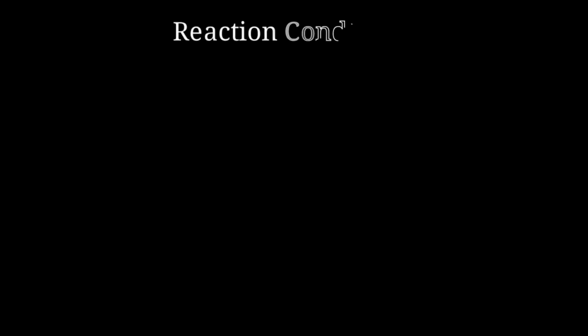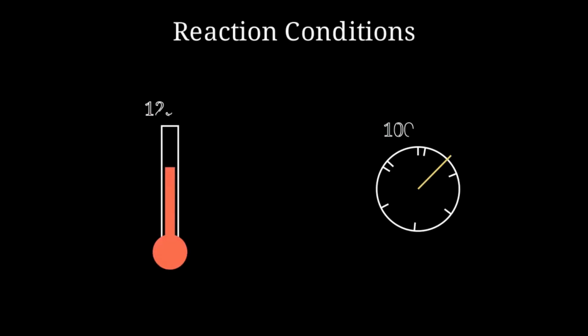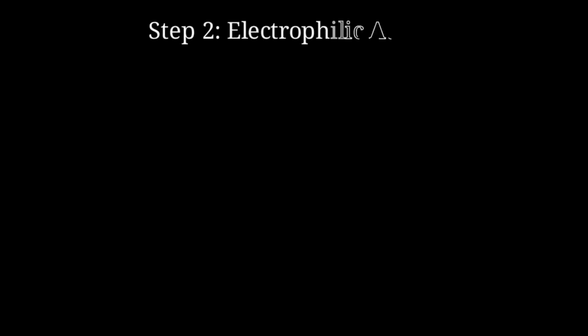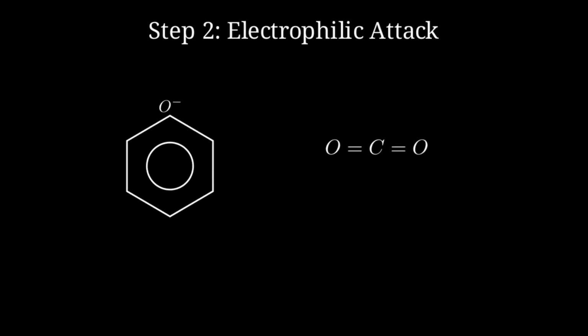To force this reaction to occur efficiently, we apply significant heat and high pressure. These conditions help overcome the energy barrier and ensure that the CO2 gas remains in close contact with the phenoxide salt. The phenoxide ion attacks the carbon dioxide molecule.